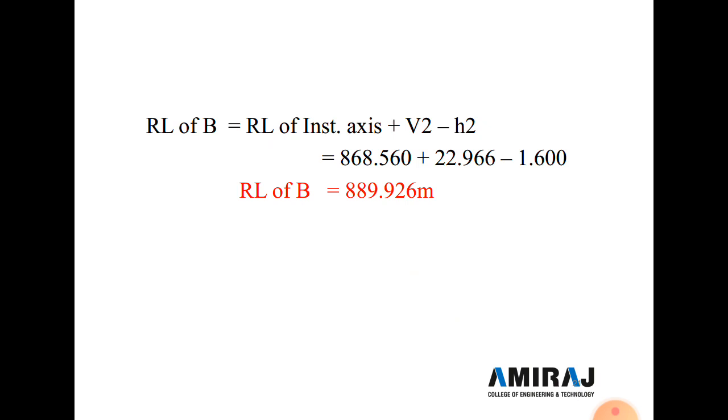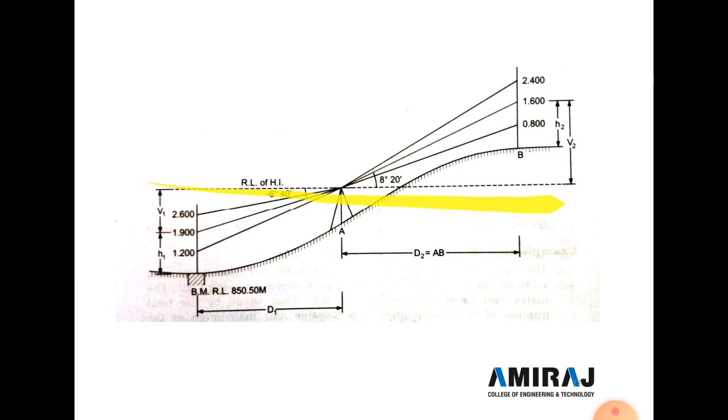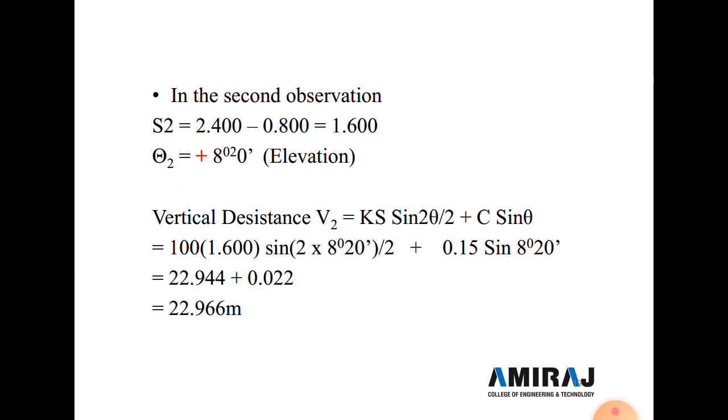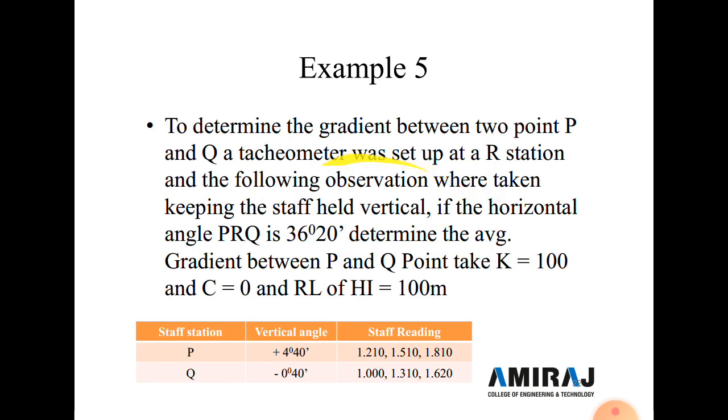Now the RL of B point. So RL of instrument axis, this axis we found, plus V minus H2. So plus V2 minus H2, we reach up to the B point. So 868.560 plus 22.966 minus 1.60. So the RL of B point is 889.926 meter. So it's the RL of B point.